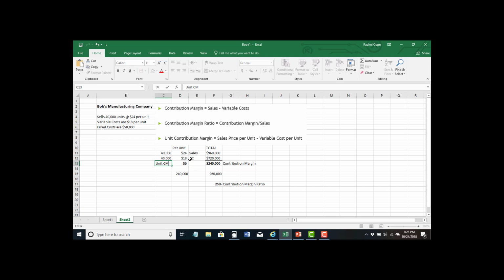So we have a contribution margin of $240,000, a contribution margin ratio of 25%, and a per unit contribution margin of $6. Now, this contribution margin becomes very useful when we move to the next step, which is break-even analysis. And I will see you then.